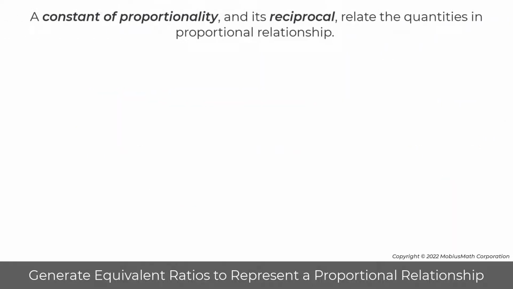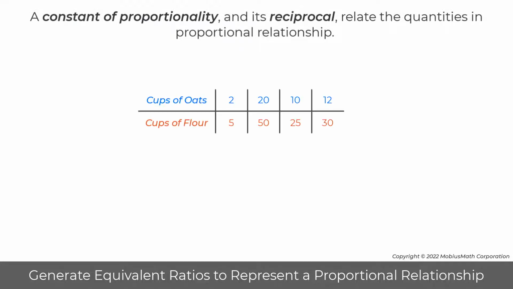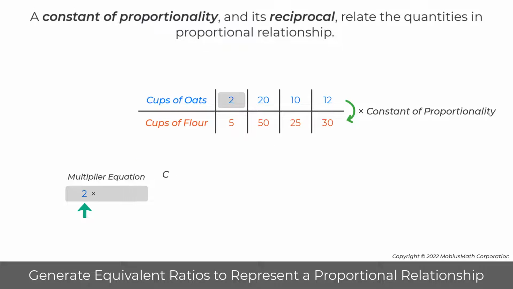A constant of proportionality and its reciprocal relate the quantities in a proportional relationship. For a ratio of 2 cups of oats for every 5 cups of flour, 2 cups of oats can be multiplied by the constant of proportionality to find the number of cups of flour. This multiplier relationship can be represented by the following multiplier equation. 2 cups of oats times the constant of proportionality equals 5 cups of flour.